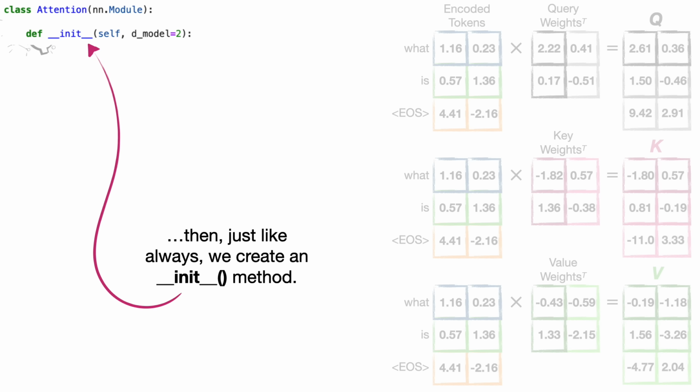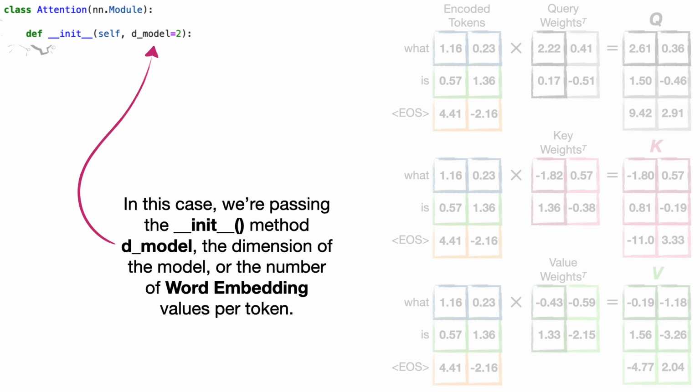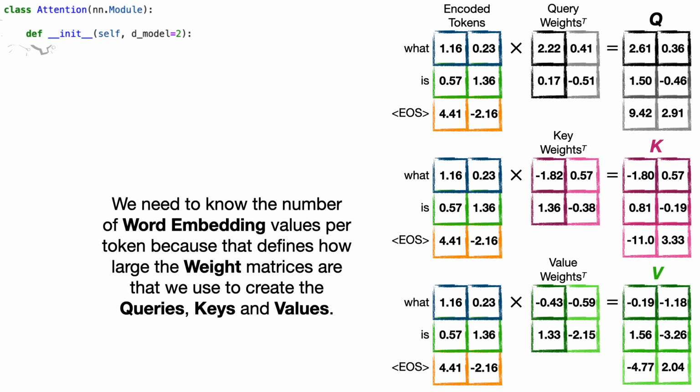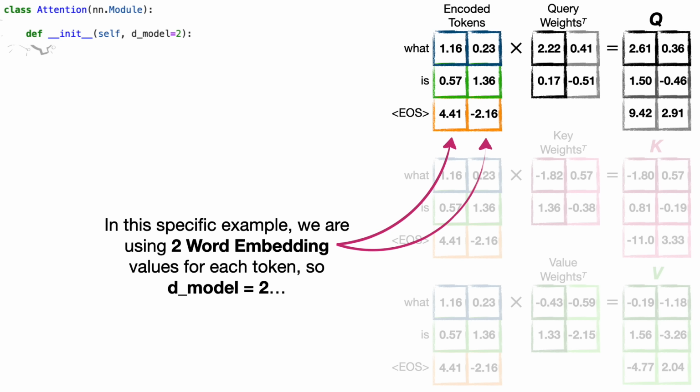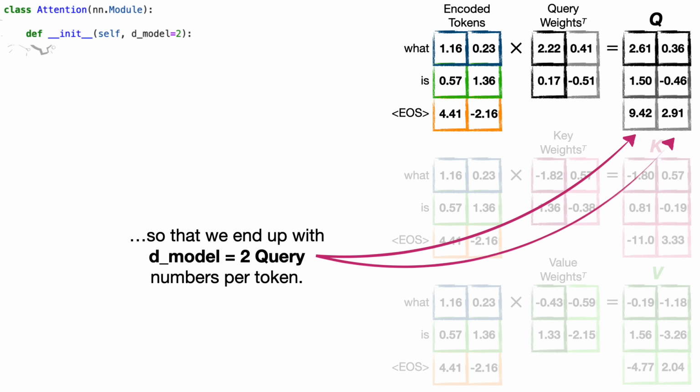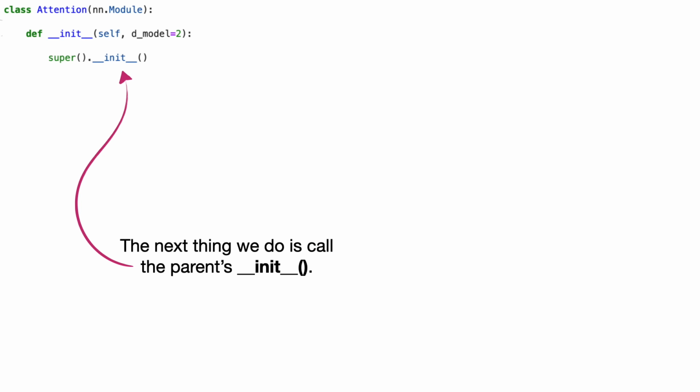Then, just like always, we create an init method. In this case, we're passing the init method dModel, the dimension of the model, or the number of word embedding values per token. We need to know the number of word embedding values per token because that defines how large the weight matrices are that we use to create the queries, keys, and values. In this specific example, we're using 2 word embedding values for each token, so dModel equals 2. And that means each weight matrix needs dModel equal to 2 rows and dModel equal to 2 columns, so that we end up with dModel equals 2 query numbers per token. Bam! The next thing we do is call the parent's init method.